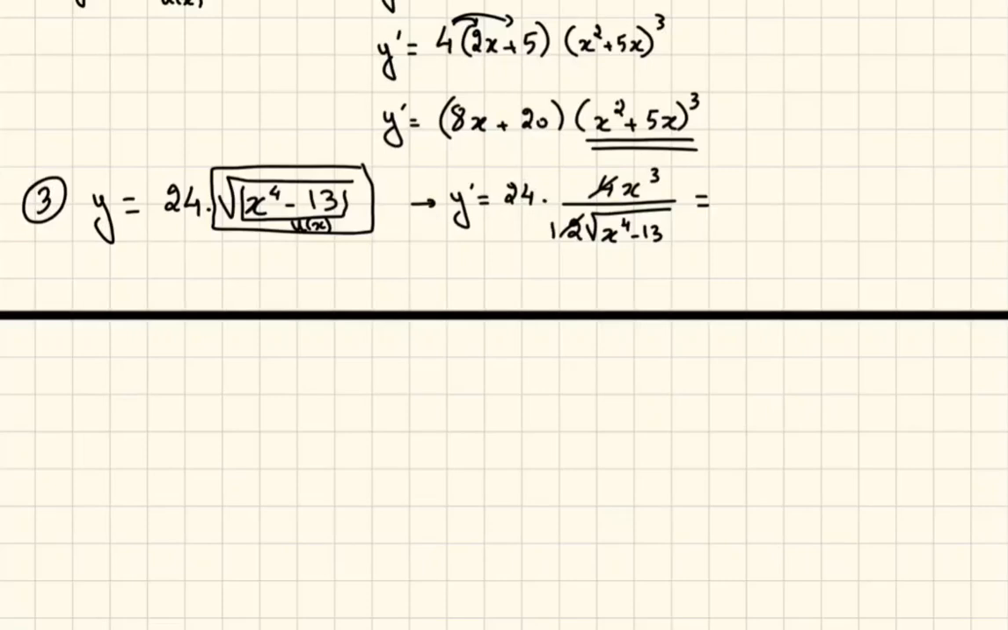That's it. So you can simplify if you want. This becomes 1 and this becomes 2. Your final answer will be 24 times 2, 48x cubed over radical x exponent 4 minus 13. Usually they don't ask you to rationalize, so this will be your final answer.